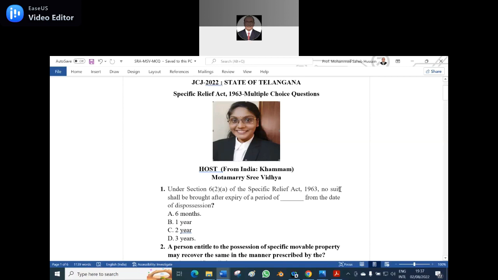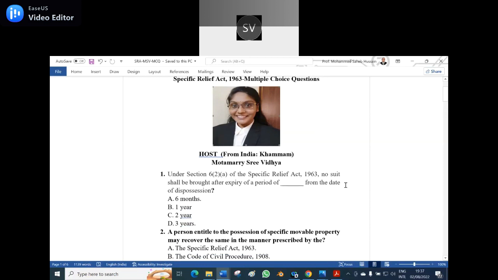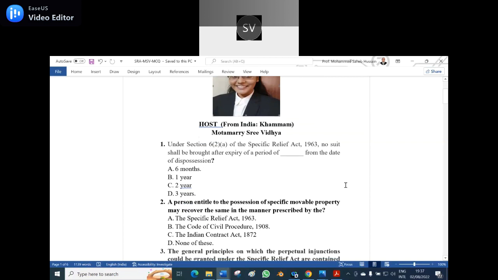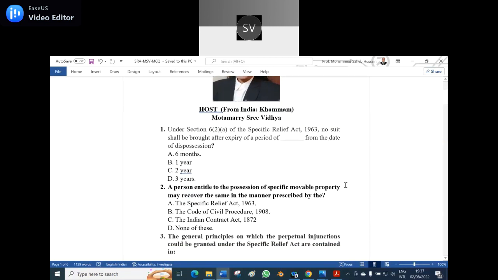First question. Under section 6, subsection 2, clause A of the Specific Relief Act 1963, no suit shall be brought after expiry of a period of dash from the date of disposition. Option A, 6 months. Option B, 1 year. Option C, 2 years. Option D, 3 years. 6 months is the correct answer. Yes, one of the important sections. Option A, 6 months, is the correct answer.